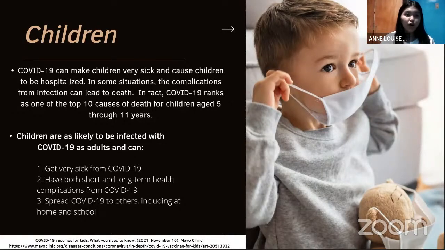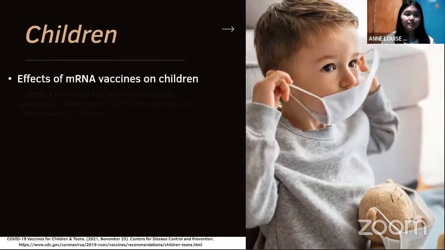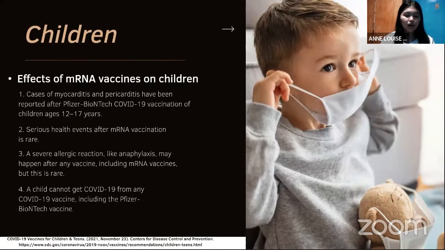So, the effects of mRNA vaccines on children. First is the cases of myocarditis, which is the inflammation of the heart muscle, and pericarditis, which is the inflammation of the outer lining of the heart, have been reported after Pfizer BioNTech COVID-19 vaccination of children ages 12 to 17 years. These reactions or cases are rare.